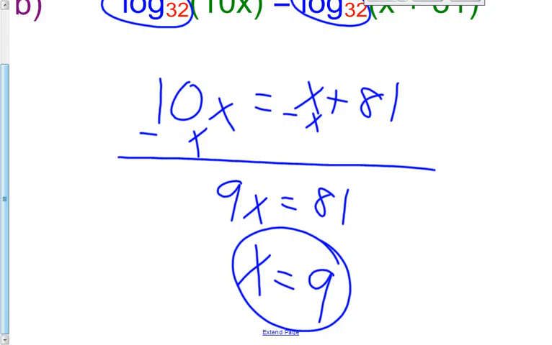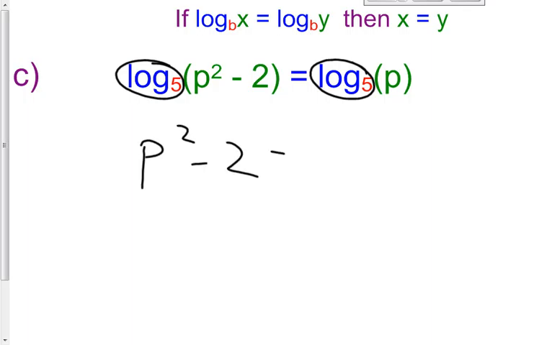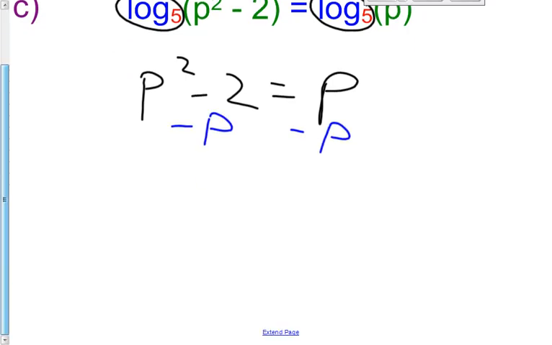Last one, letter C. Log base 5 and log base 5. So if the logs have the exact same base, you can set p squared minus 2 equal to p. So now this becomes a quadratic, or we're going to solve using a quadratic technique. Subtract p from both sides. So now on the left we have p squared minus p minus 2 equals 0.